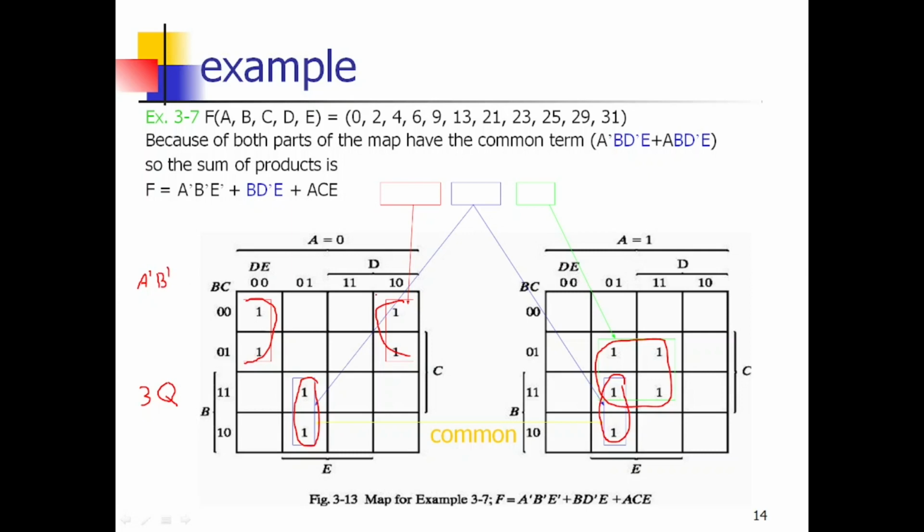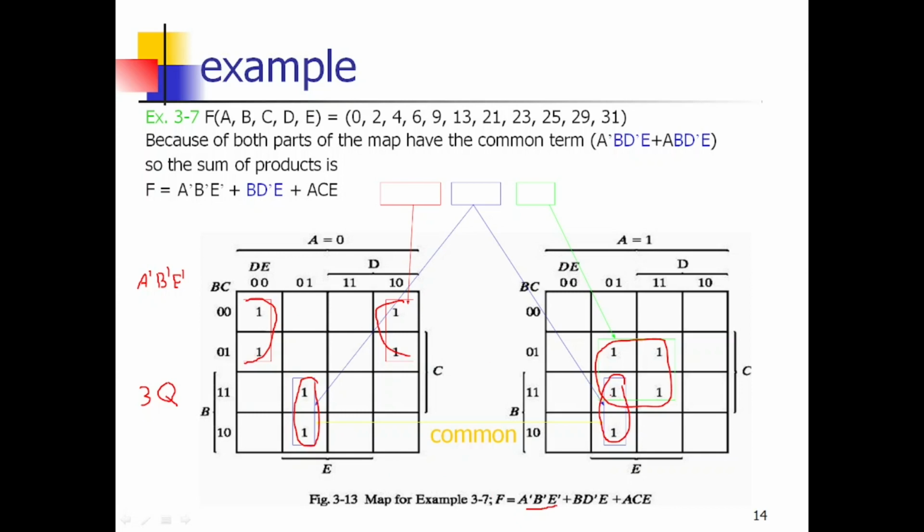And what about this column? Here is D dash, this is D. D dash plus D becomes 1. Remaining is E dash. So A dash, B dash, E dash is the term obtained for this quad.